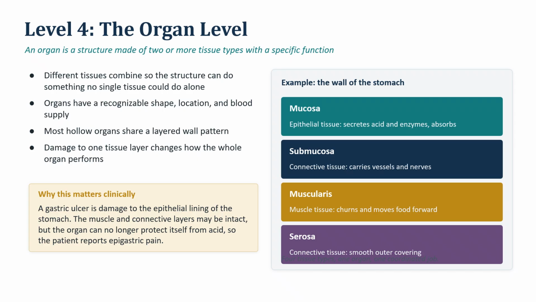A gastric ulcer is an erosion of that epithelial mucosa. The muscle layer may be perfectly healthy, but because the protective lining is compromised, acid reaches the tissues that were never meant to be reached, and the patient reports burning epigastric pain. When you take that history and document it, you are describing an organ level problem in a specific abdominal region, which is where we're headed later in this lecture.